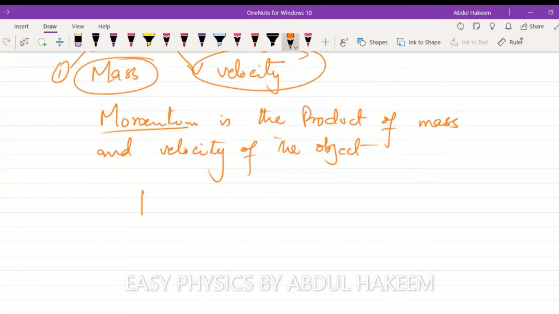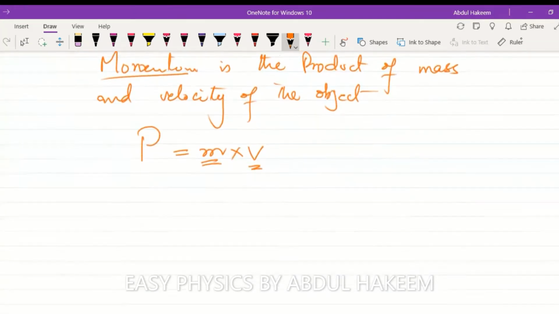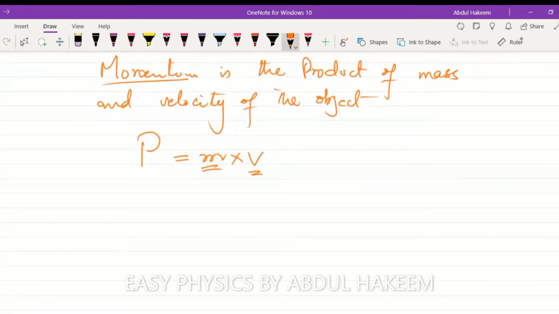Momentum is represented by capital P. So P = m times v. m is the mass, v is the velocity. Now the unit: mass is measured in kilogram and the velocity in meter per second. So this is the SI base unit of the momentum.